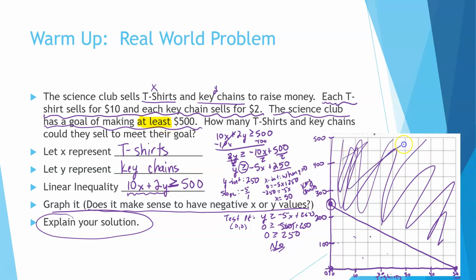But I can also sell any combination I find up here. So for example, I could sell 40 t-shirts and 300 keychains. That would be a solution. I could sell 30 t-shirts and 200 keychains. That would work. Any point or combination I find up here would help me make my goal of making at least $500. Okay, so that was a longer warm-up, but again, we needed another example of it.